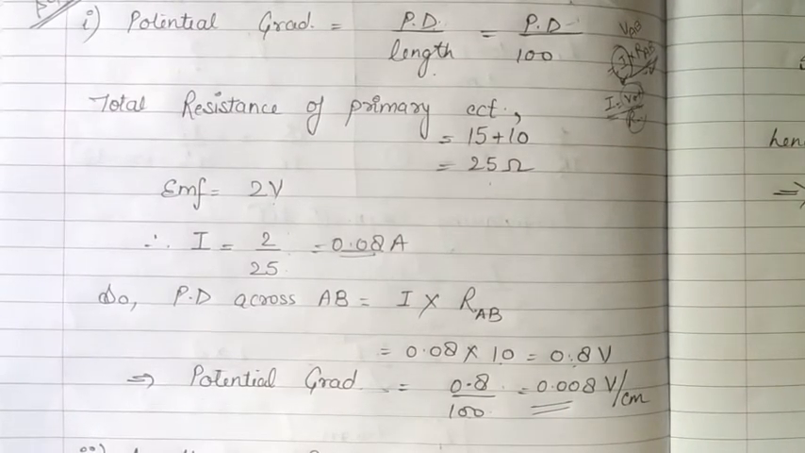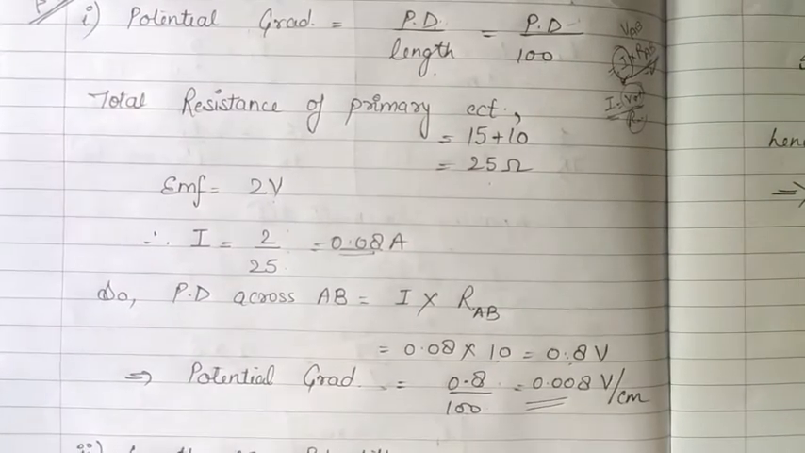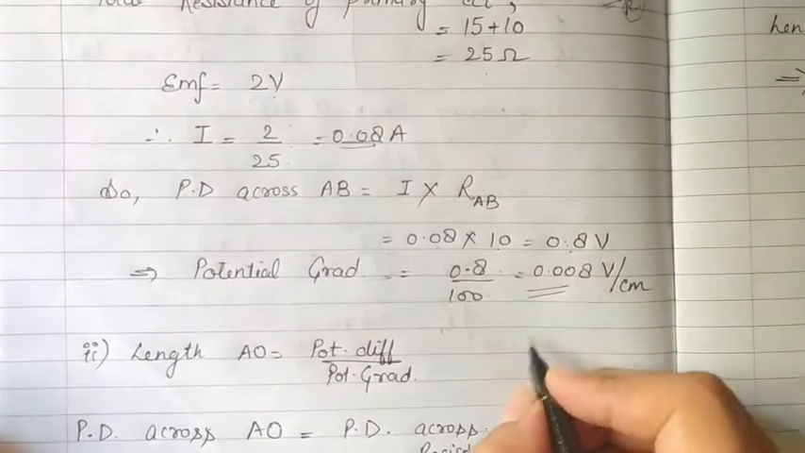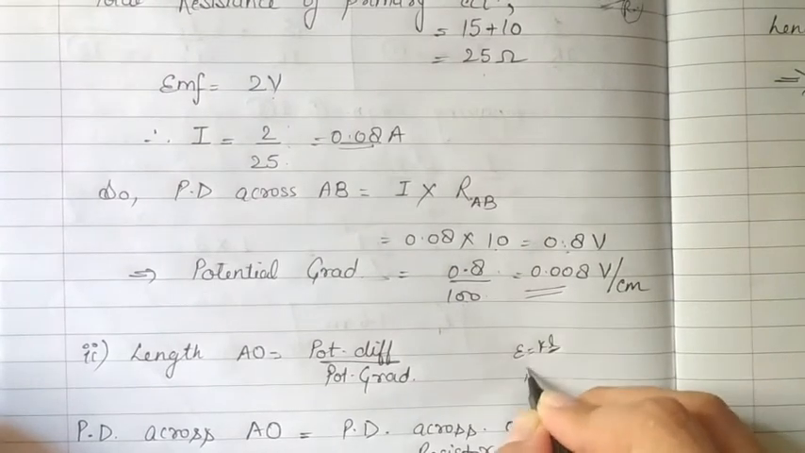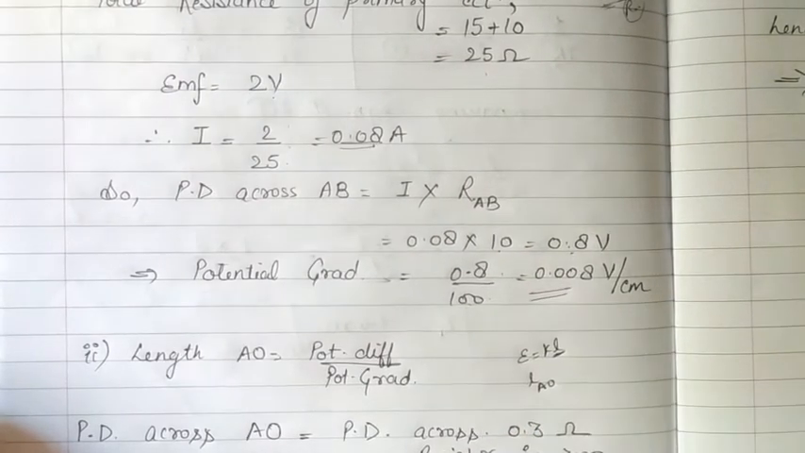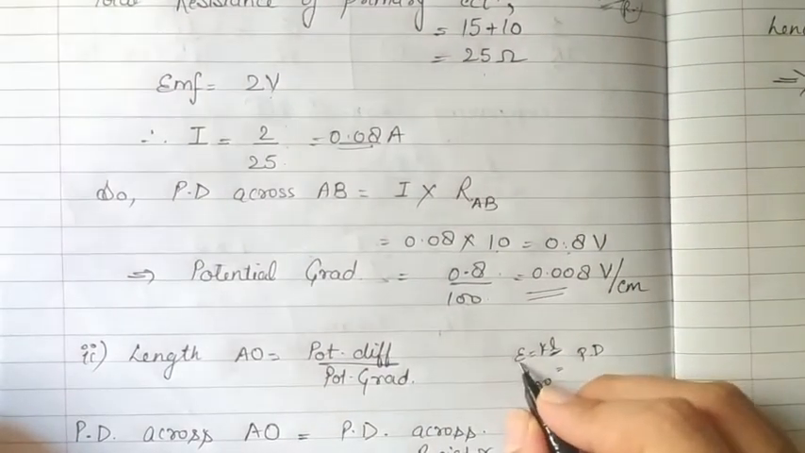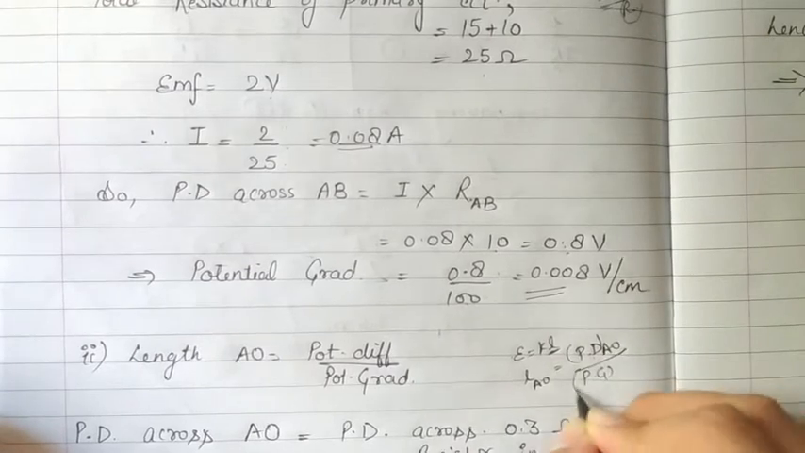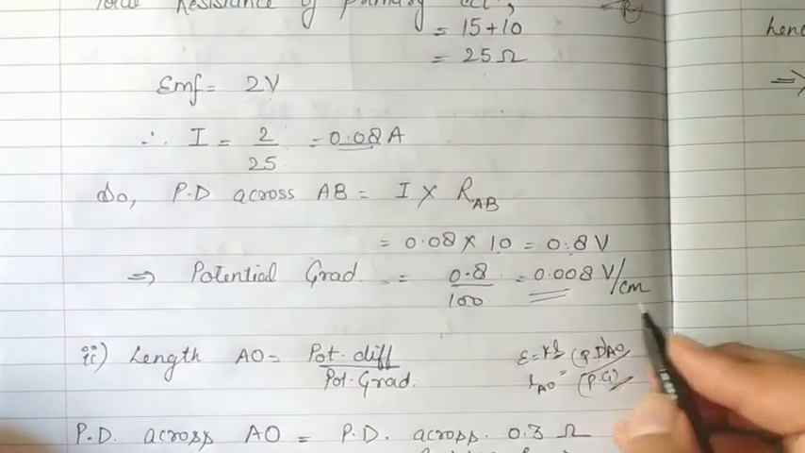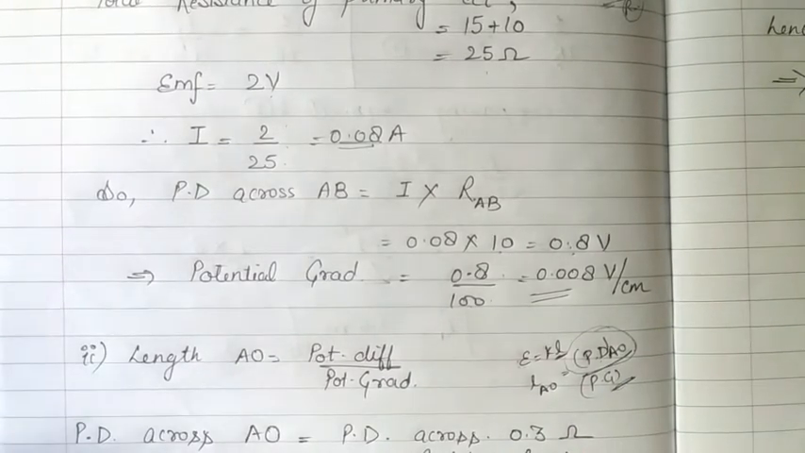Now the second part is we want to calculate the length AO where galvanometer is showing no deflection, right? So according to the principle of potentiometer, epsilon is equal to KL, right? We want to find this length. If I want to find length of AO, what I should have: potential difference, and this EMF epsilon, which we are calling potential difference across AO upon potential gradient. Potential gradient we have calculated, so we have no problem with that. Now the task is to find potential difference across AO, right?